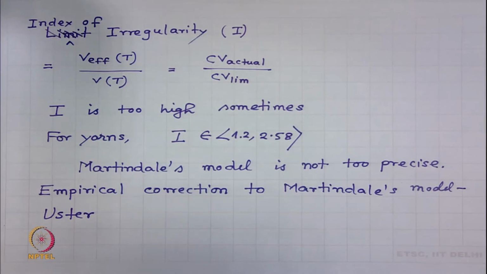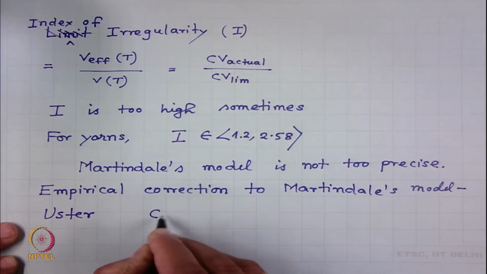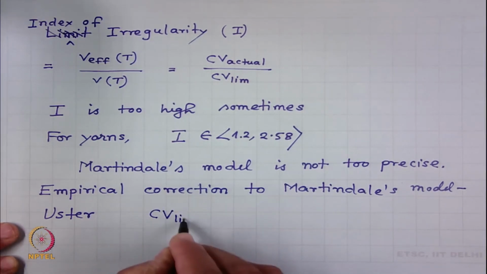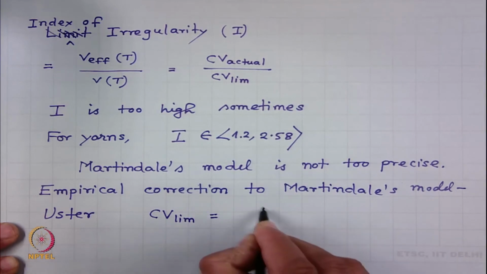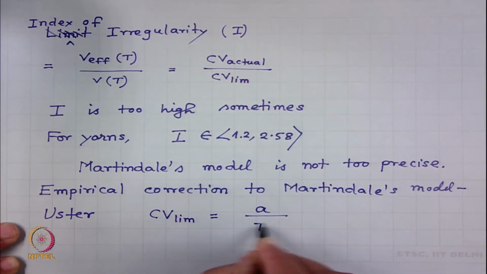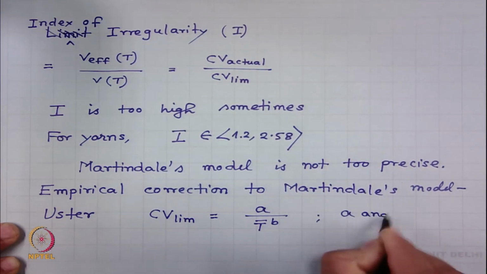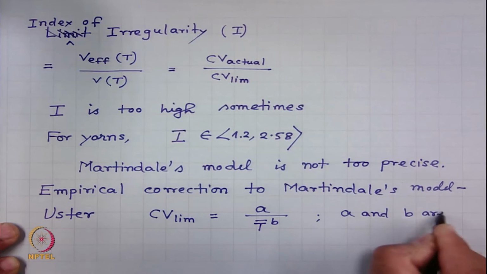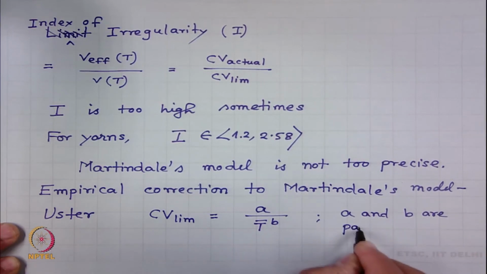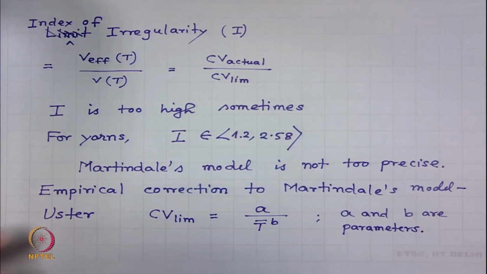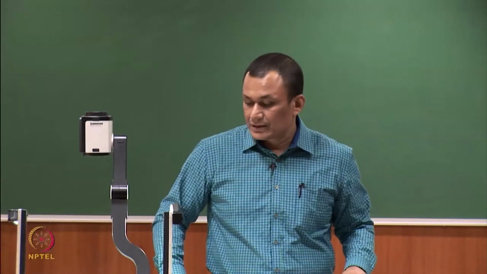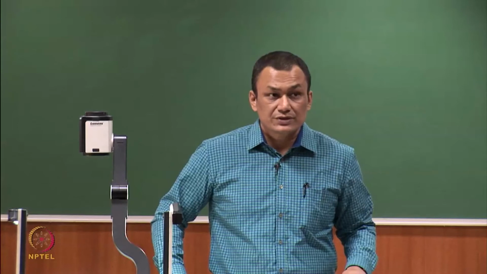They have given this correction as CV limit is equal to this, where A and B are parameters. So, this empirical correction was suggested by the company Worcester.